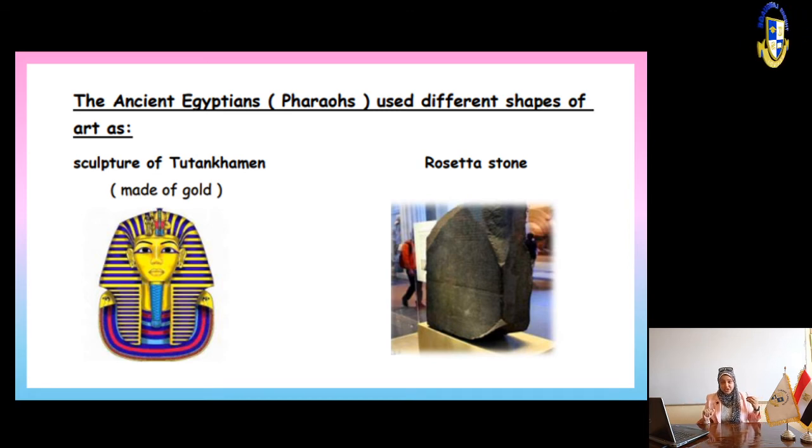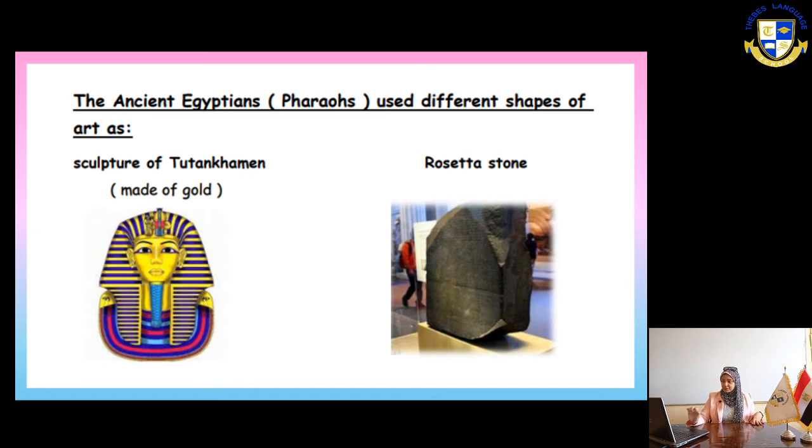It's amazing actually. The second one is the Rosetta Stone. The Rosetta Stone is the stone that we used to figure out how to read the pharaohs' writing, how to understand it. Okay, this is a kind of art. It's written all over it.